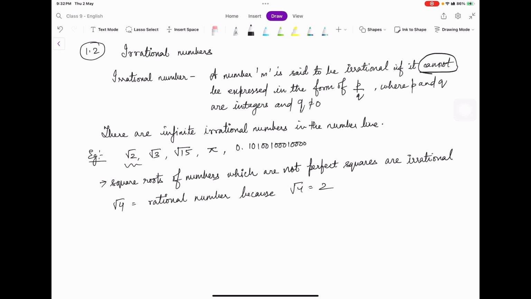So square roots of perfect squares are rational numbers.